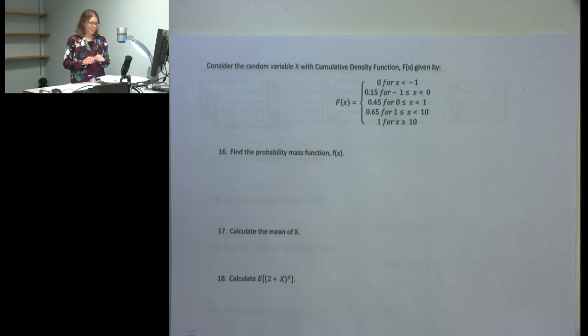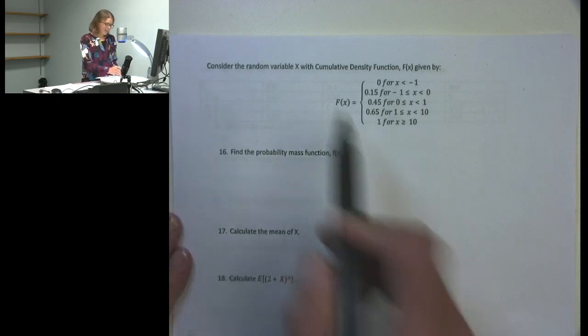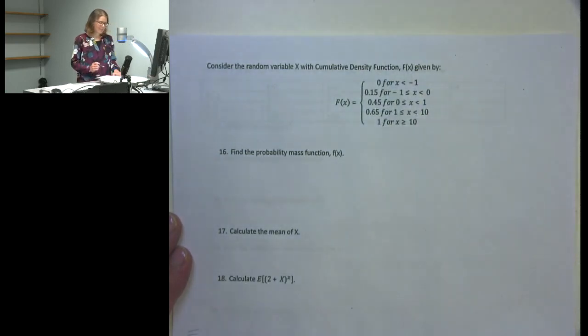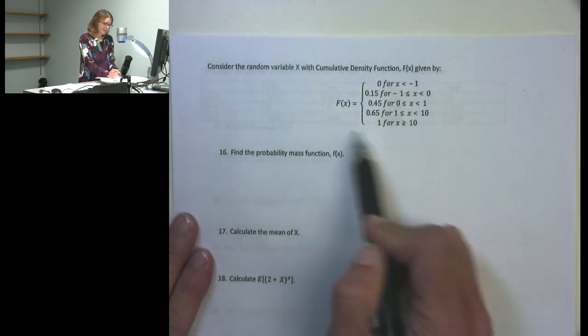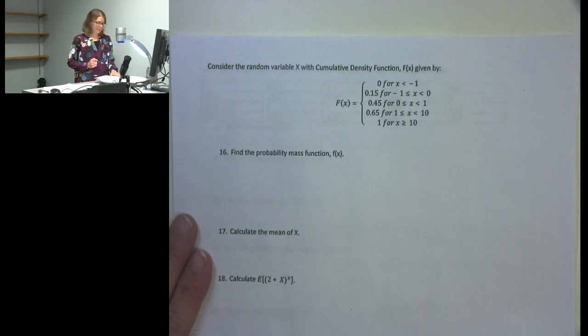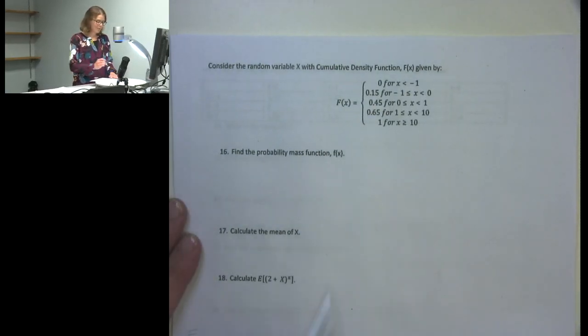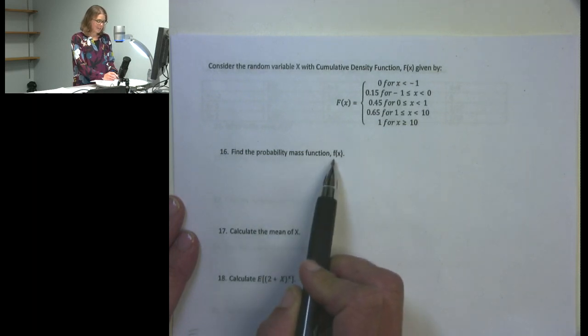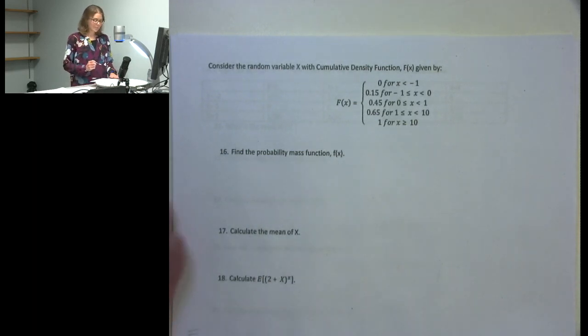Okay, this video is going to work through questions 16 through 18 in the midterm review. Here we're looking at a random variable x with a cumulative distribution function, capital F of x, given by this formula here. Okay, so here's our function. Now, the first thing we want to do is find the probability mass function, little f of x.